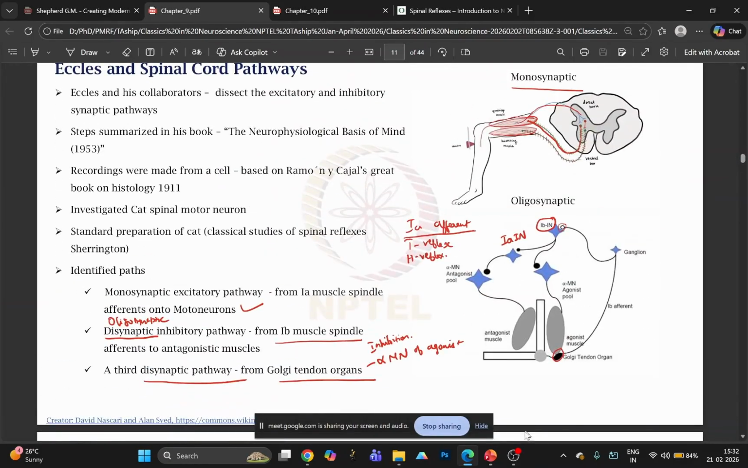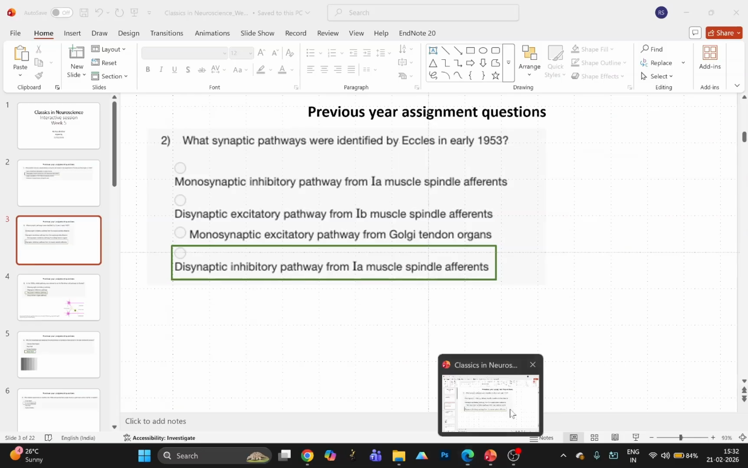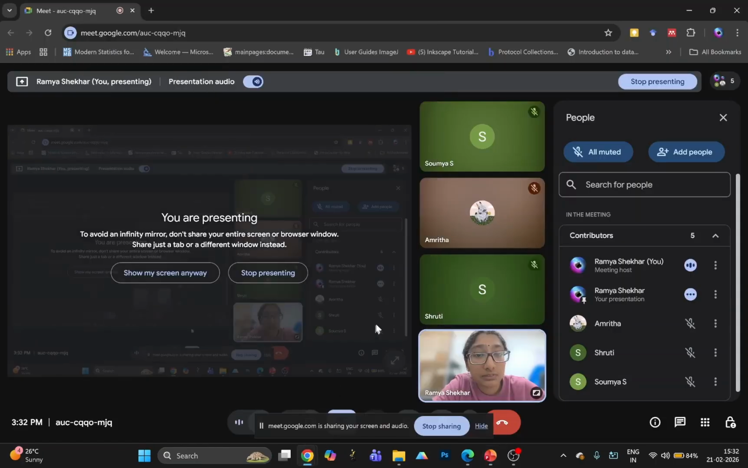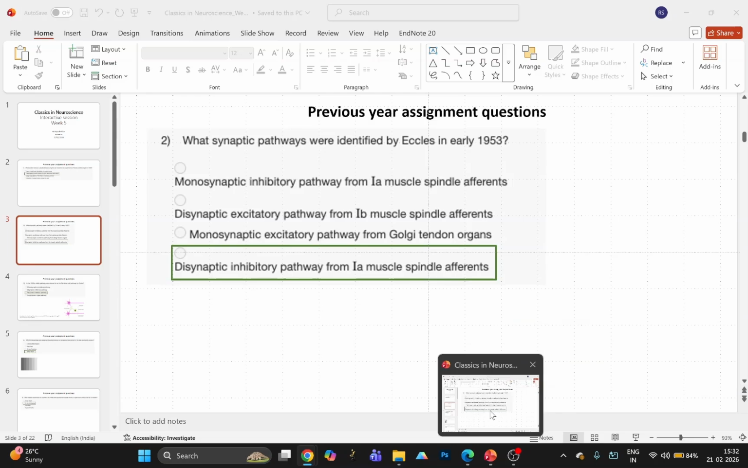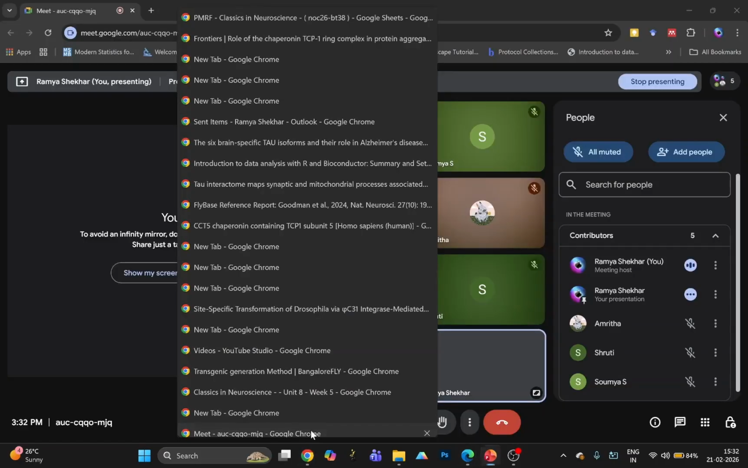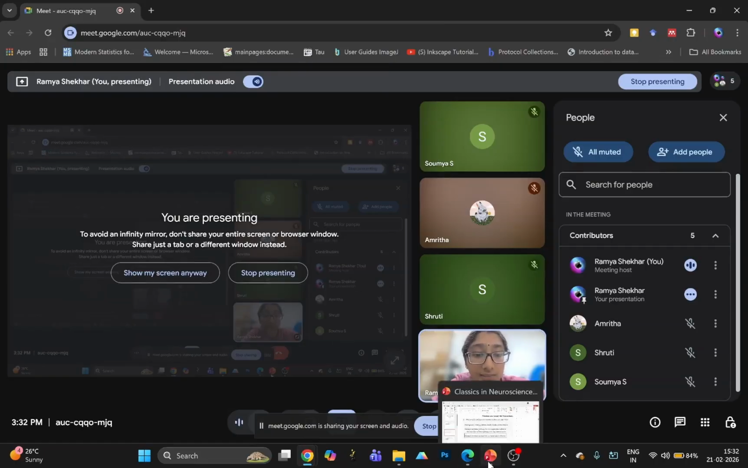So now, coming back to the question, I hope this concept is clear. What synaptic pathways were identified by Eccles in early 1953? Can any of you volunteer to answer this question? Explain to everyone why you think the answer is correct? Does anyone want to volunteer? No? Okay, in that case, let me explain it myself.